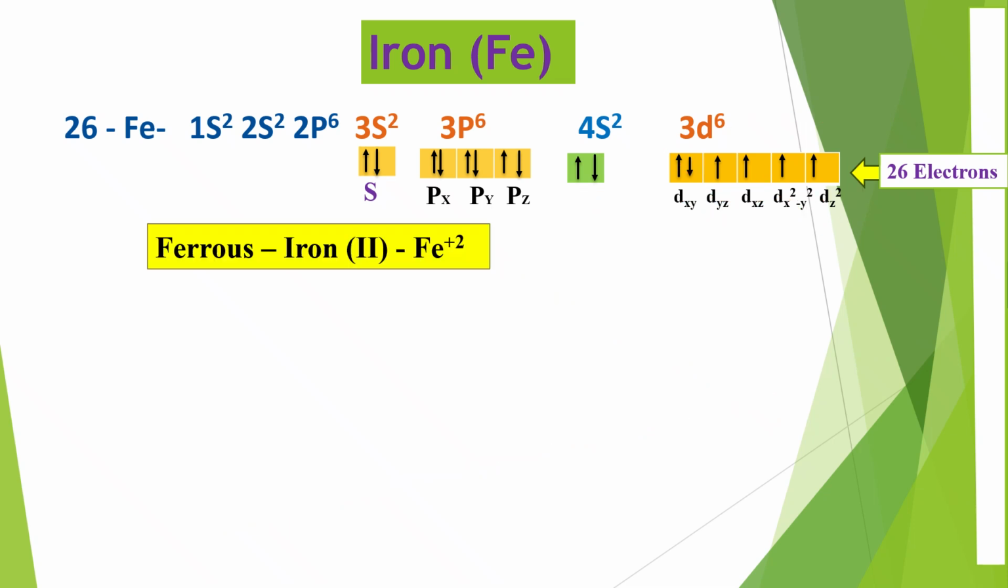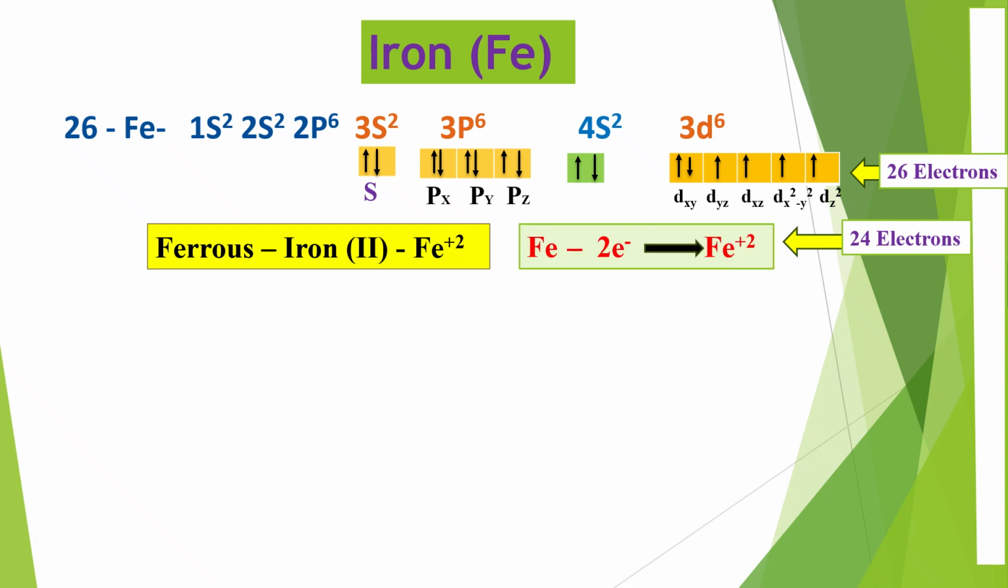If you want to write the electronic configuration of ferrous, that is iron 2. Iron 2 means it contains 24 electrons. Why? You have to remove 2 electrons from iron, which contains 26 minus 2. Then you will get ferrous, Fe plus 2, which contains 24 electrons. To write the electronic configuration, you have to remove 2 electrons from where?